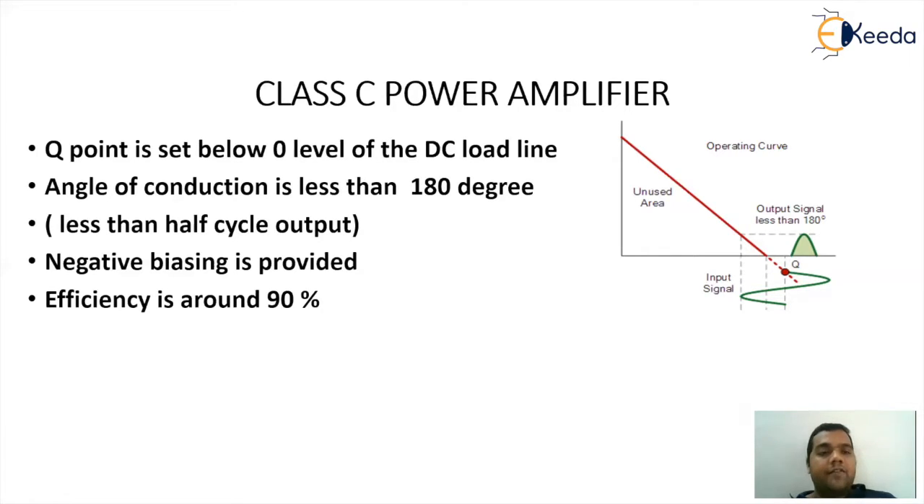This is achieved using a concept called negative biasing, and the overall efficiency of Class C power amplifier will be around 90%. On the right hand side figure, you can see clearly the position of the Q point and the impact on the output, where the signal clearly shows that the angle of conduction is going to be less than 180 degrees.